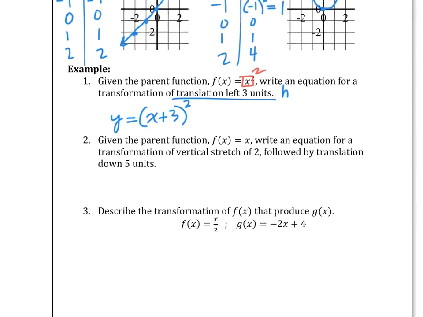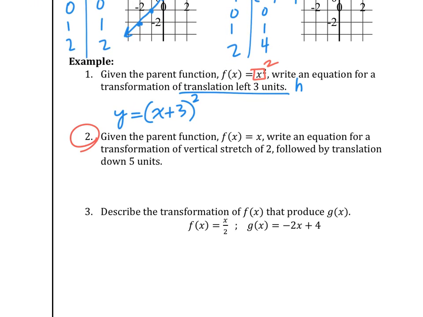Okay, let's go ahead and have you try number 2. If you have this parent function, write an equation of going up, vertical stretch of 2, and then you go down 5. Okay, go ahead and check your answer. This is 2x minus 5.